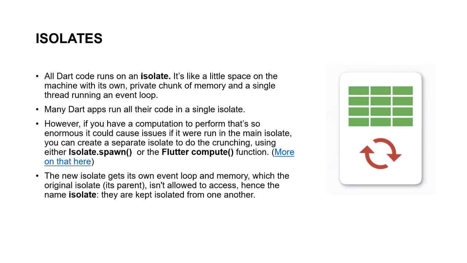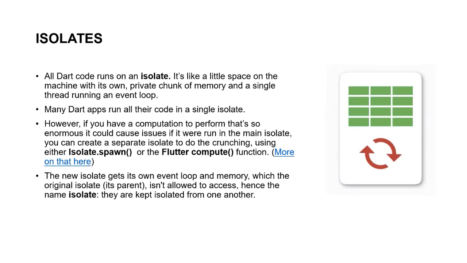So the new isolate that you've created gets its own event loop and memory. Remember we said an isolate is more like a little space on the machine with its own private memory and a thread running an event loop. So the new one you've created also gets its own event loop and memory, which the original isolate, the parent isolate, now isn't allowed to access.